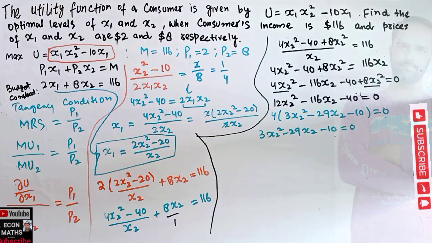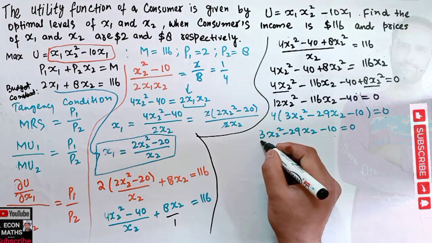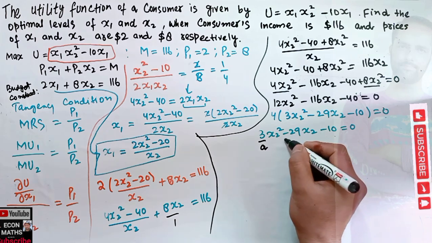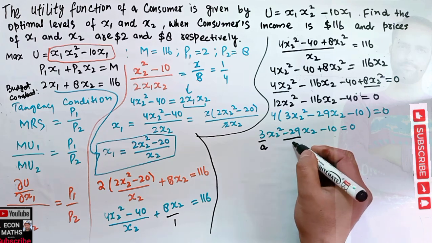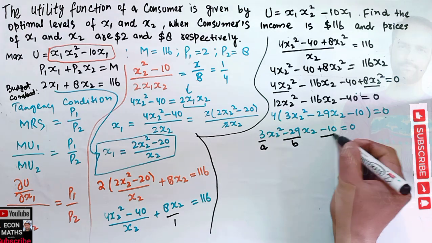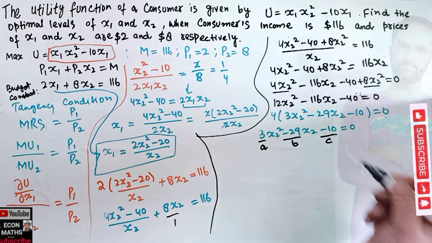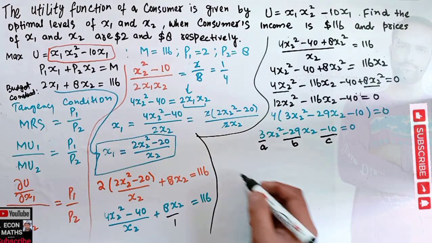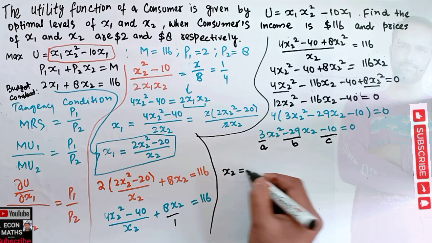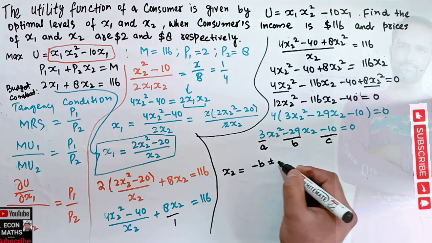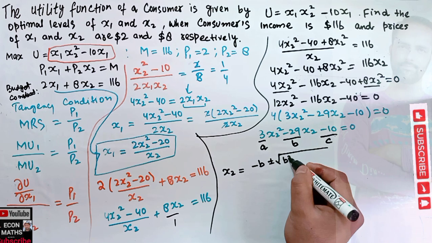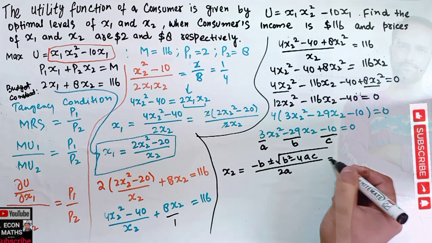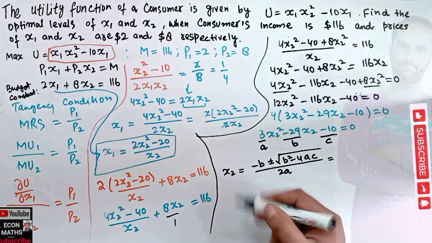So we have a quadratic equation with the coefficient of x2 square as a, the coefficient of x2 is minus 29, let us write this as b, and the coefficient of the constant term is minus 10, let us write it as c, and use the quadratic formula. So x2 will be equal to minus b plus minus square root of b square minus 4ac upon twice a. Just plug the values of a, b, c to get the value of x2.